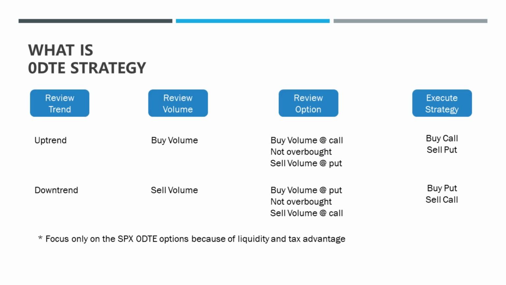So the overall strategy is very simple, right? We essentially look at three things. One, from a pricing trend perspective, are we looking at an uptrend or downtrend? Number two, are we looking at buy volume or sell volume? Number three, we look at the options side. Is there buy volume on the call side, not overbought, and is there sell volume on the put? Everything should correspond to the same picture. They should all align together.